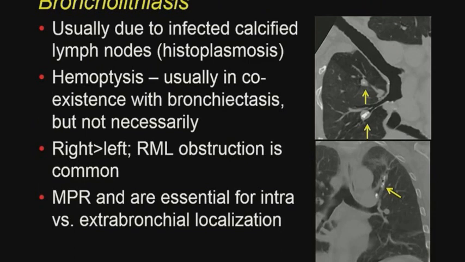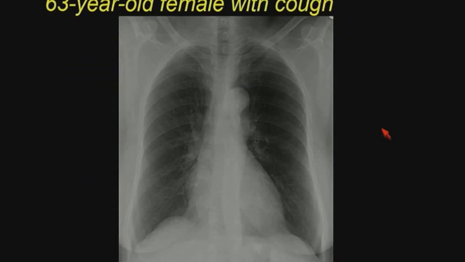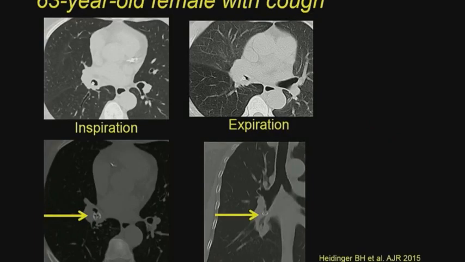They more commonly involve the right lung, but it can also be in any part of the lung. What is important is to use multiplanar reconstructions, because they help us to identify the precise location of the abnormality. As you can see, the multiplanar reconstruction helps us to place the abnormality right within the airway. So we know that the abnormality is within the airway, and in this case, it's not a granuloma, but actually a broncholith.